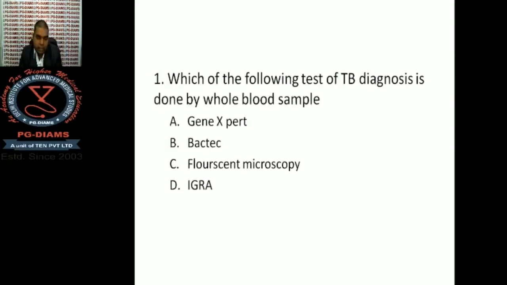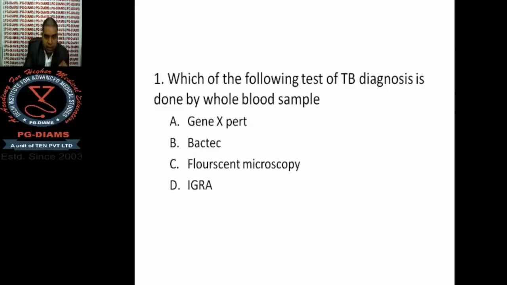Okay, so let's start our discussion with the very first question, that is, which of the following tests of tuberculosis diagnosis is done by taking whole blood sample? Okay, options are GeneXpert, Bactec, fluorescent microscopy, and IGRA. Okay, so recently the RNTCP, that is Revised National Tuberculosis Control Program, has undergone various changes, and these changes are being asked repeatedly in several examinations. So we are going to understand about all those new changes in these three questions.